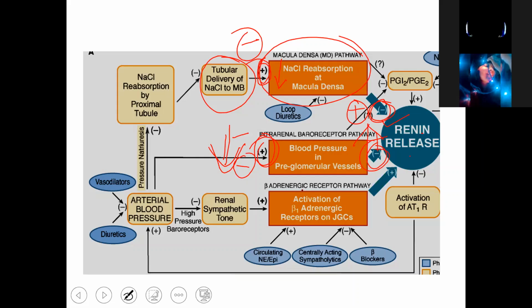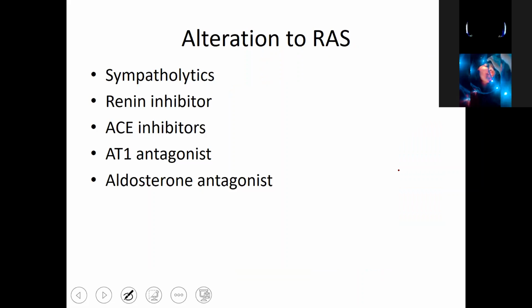And another is the beta receptor activation, the beta receptor pathway. If there is more stimulation, there will be more renin release. If there are any beta blockers, or central sympatholytics, there will be a negative signal. Okay, so these are the three pathways given in your Goodman-Gilman. So how can we alter the renin-angiotensin system?